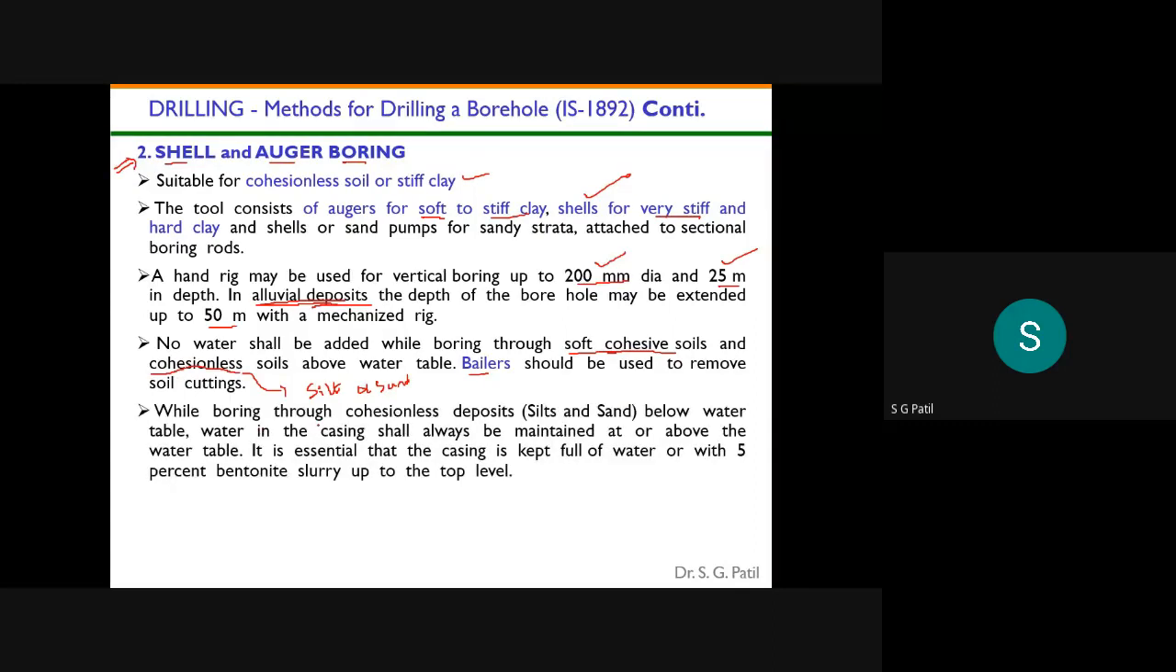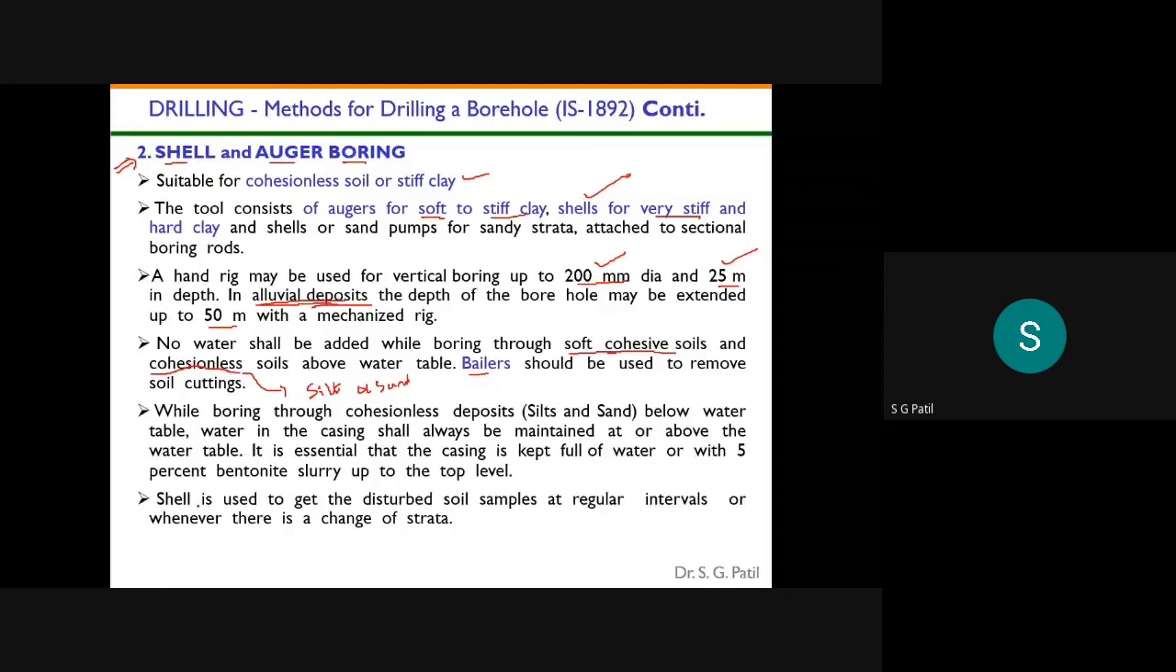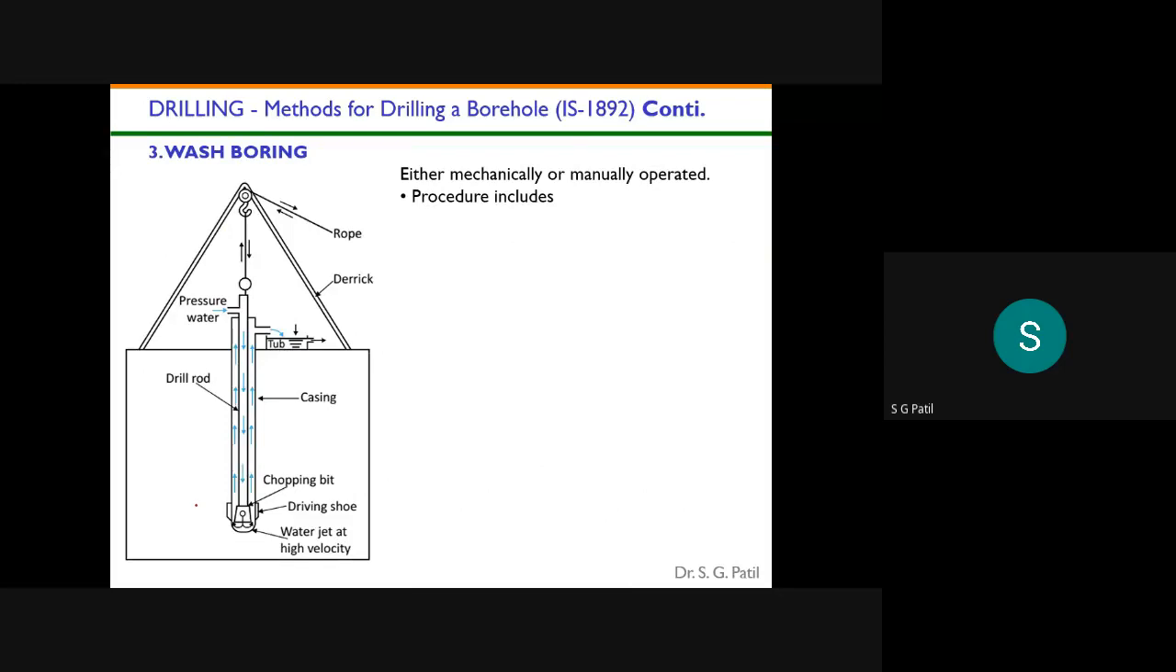While boring through the cohesionless deposit, silt and sand below the water table, the water in the casing shall always be maintained at or above the water table. It is essential that the casing is kept full of water or with 5% of bentonite slurry. And the last point is, the shell is used to get the disturbed soil sample at a regular interval or whenever there is a change in the strata.